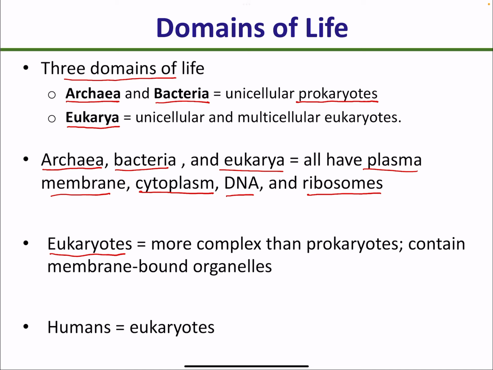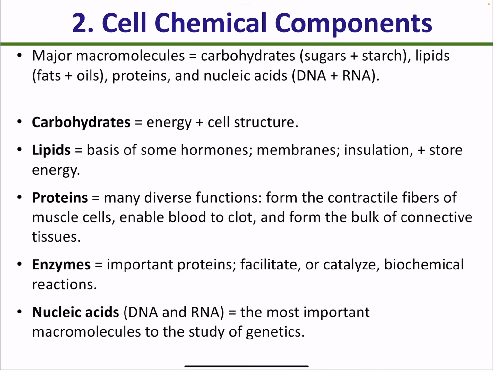We as humans are eukaryotic organisms. Therefore, our cells are relatively complex compared to bacterial cells and archaea. Now, what are the chemical components of the cell? There are four major chemical components, or macromolecules. We're going to have carbohydrates. In the group of carbohydrates, we have sugars and starch.